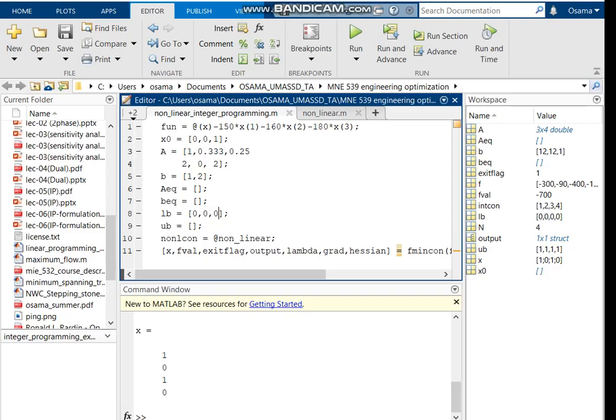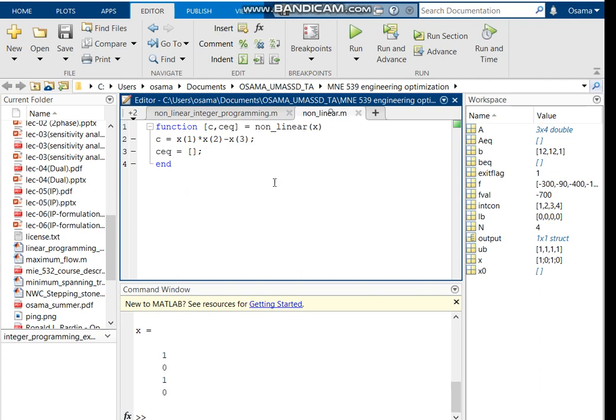In MATLAB you're going to define it in a separate script. So here you have the function. This is a new thing: when you define it in MATLAB, usually you put only one variable, but here we will put it in an array. So C and C equal will be the name of your function, which is the name of your constraint.